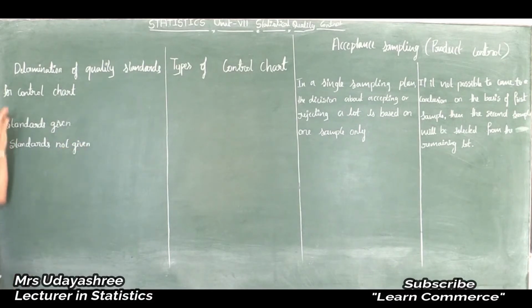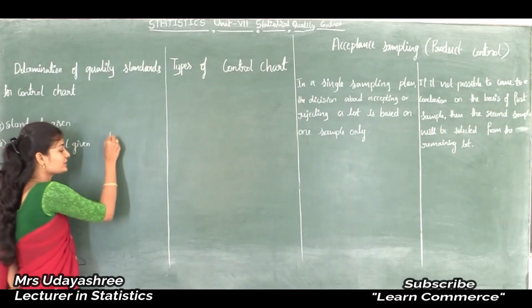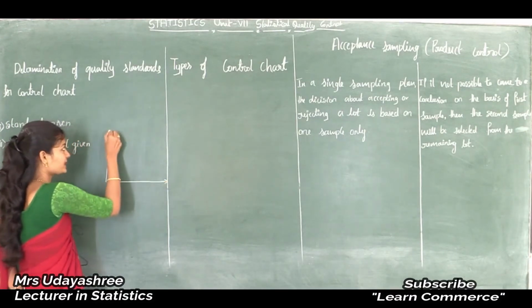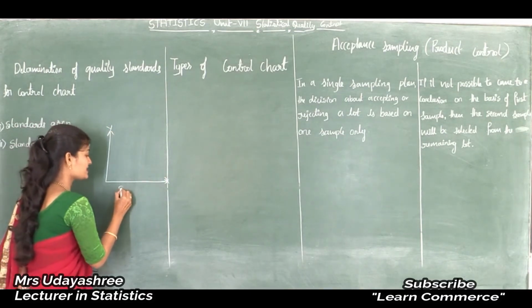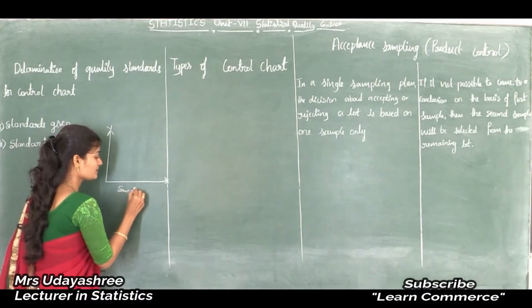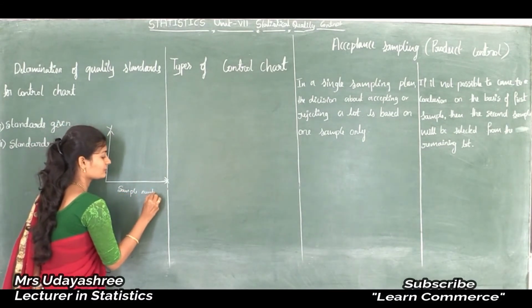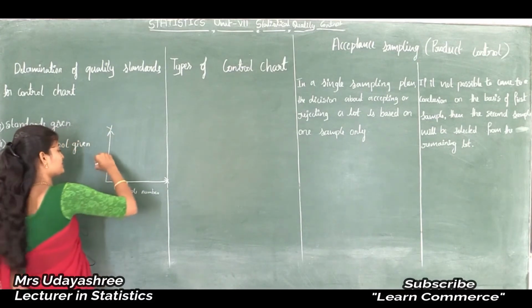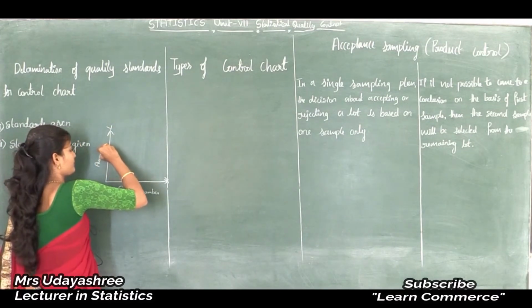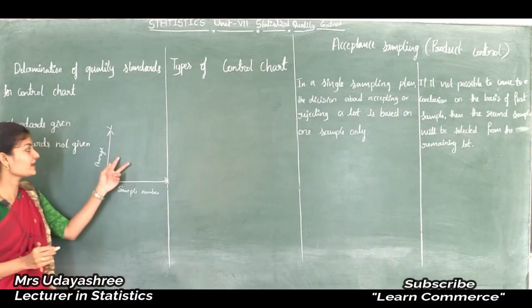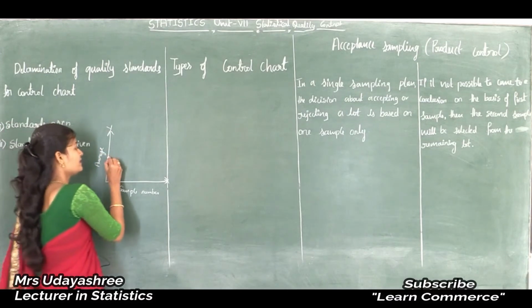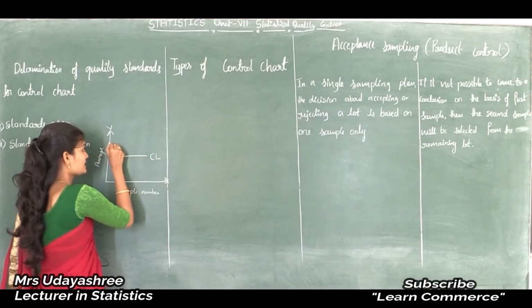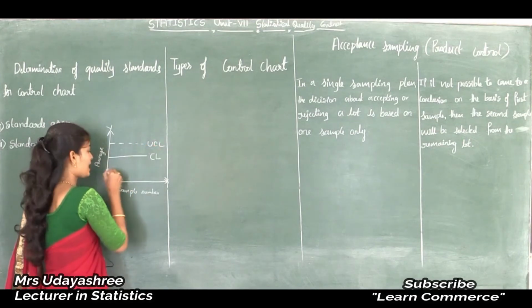And we know how to draw a control chart. A control chart is a graphical representation. It looks like this: this is the x axis and this is the y axis. Here the x axis is along with sample number or subgroup number, and the y axis is along with averages. And in the construction of a control chart, there are three horizontal lines. The first one is the central line, then the upper control limit and lower control limit.